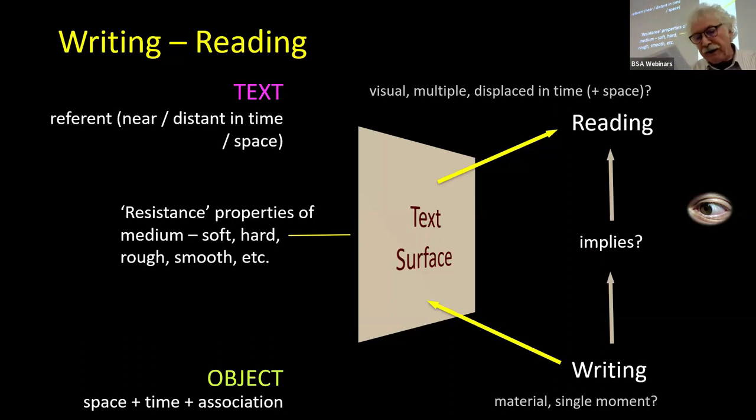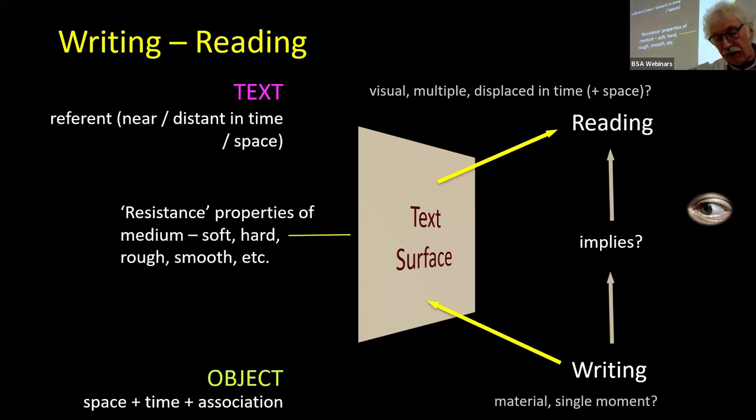Writing also requires a reading by someone familiar with the code, human or supernatural. The two different communities, the writing community and the reading community, need not be exactly coterminous, but their combined size effectively defines the extent of literacy within a society. Reading, of course, is a visual act.